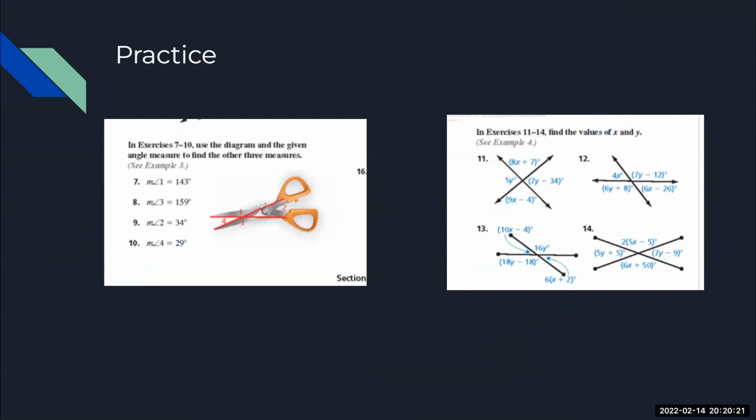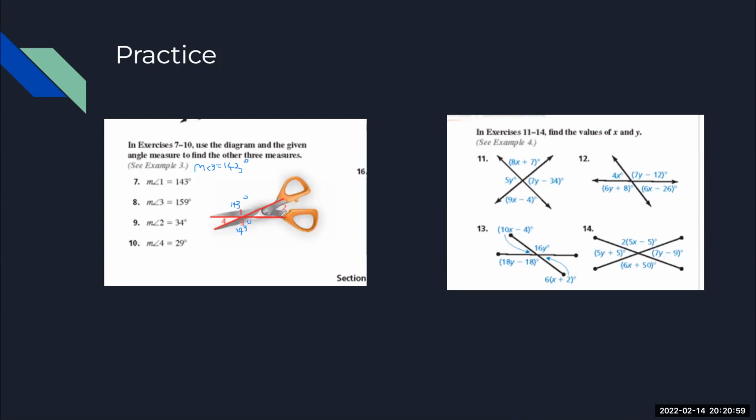All right, so for practice, in exercises 7 through 10, use a diagram and the given angle measure to find the other three measures. For number 7, it is given that measure of angle 1 is equal to 143 degrees. So according to the vertical angles congruent theorem, you know that measure of angle 3 is also 143 degrees, just like measure of angle 1.